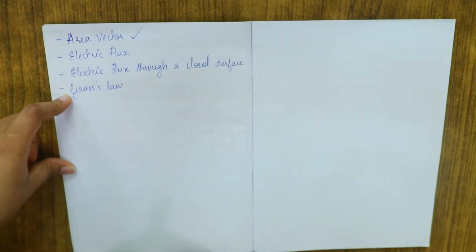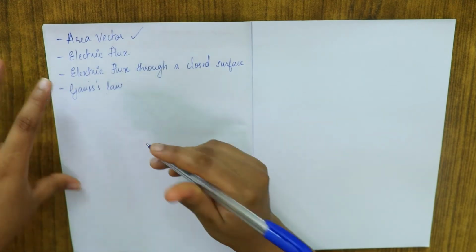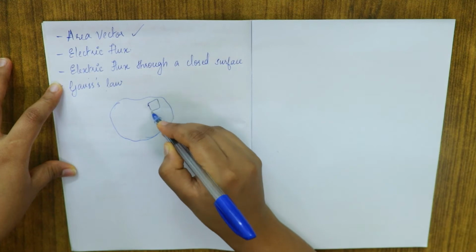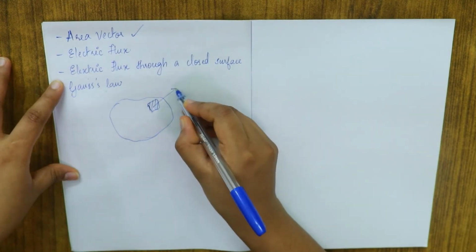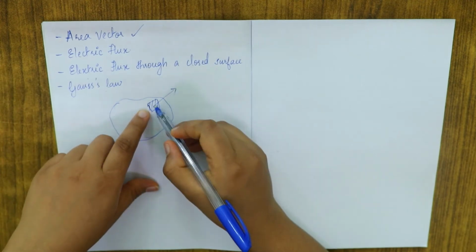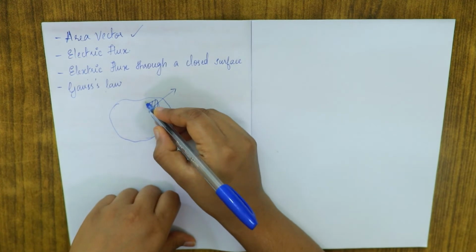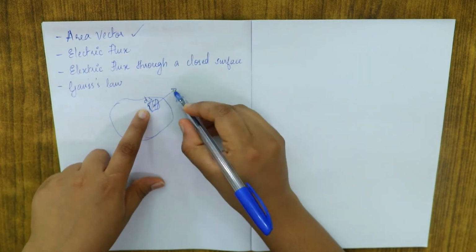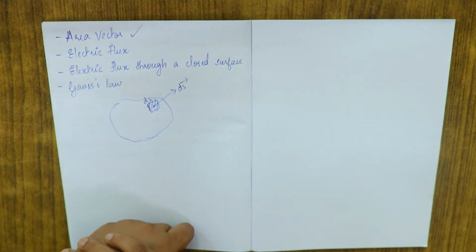What is area vector? Area vector is a vector that is passing through a surface outward. A perpendicular vector that acts on a small surface is to be marked as area vector. If this is the small surface dS, then the area vector passing through it can be marked as vector dS. So that is what is meant by area vector.